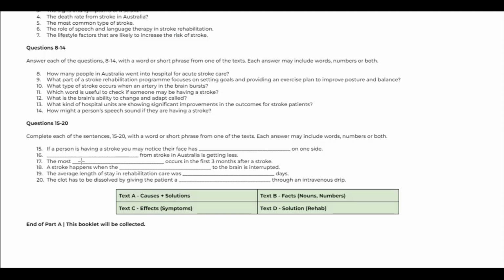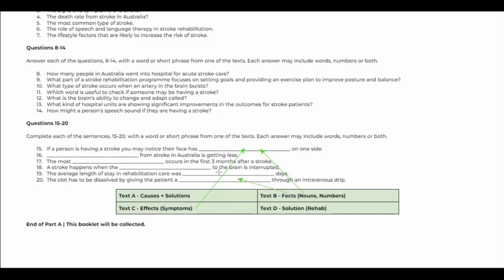Look at this one. Now, if a person is having a stroke, you may notice their face has drooping on one side. In which area can you find it? Effects. Effect. Yes, Effect. Completely correct. But remember, sometimes it can be here in this also. But mostly in text C, effect area.